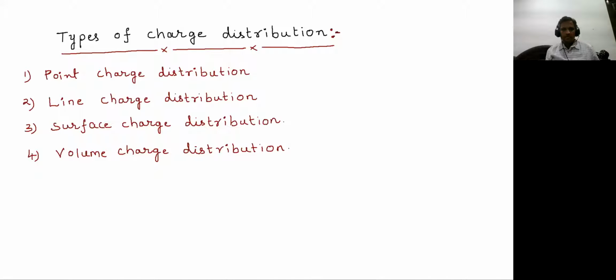Hi students. Today we are going to discuss different types of charge distributions. This is a topic which we study in electrostatics. In electrostatics, first we have seen Coulomb's law, the vector form of Coulomb's law.